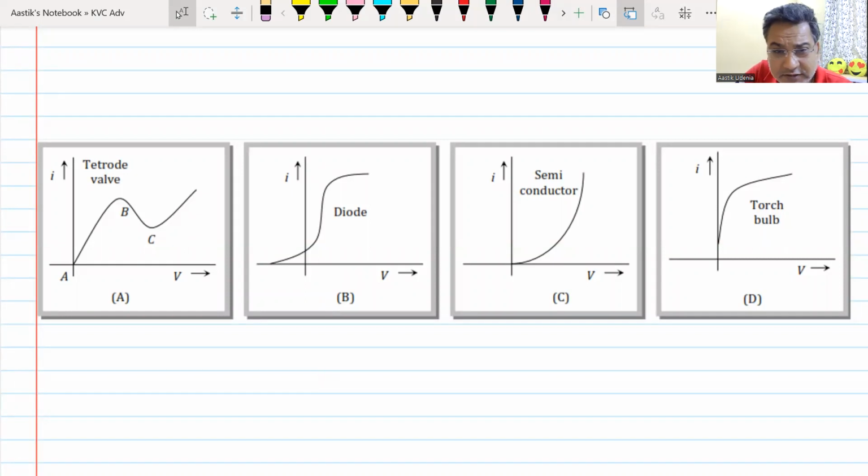Okay, then these are the graphs of some other types of bodies which are non-ohmic. The first one is the tetrode valve, not in your course. The second one is diode, it is in your course. The third one is semiconductor, it is in your course. The fourth one is torch bulb. Draw it fast and let me know once you are done.